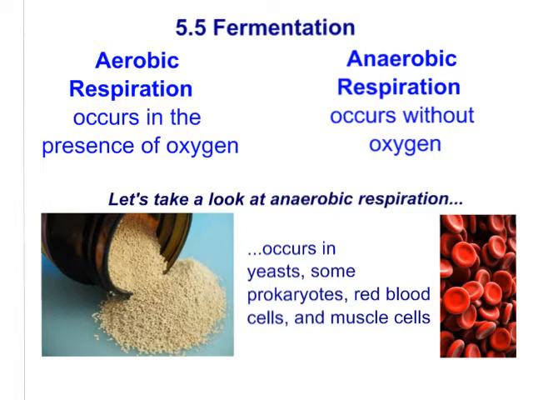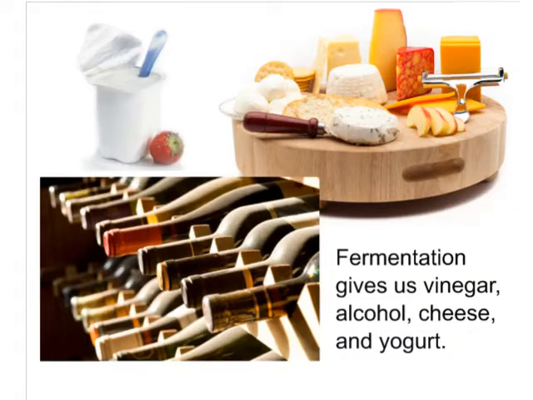Anaerobic respiration occurs in yeasts. Here's a picture of some yeast, some prokaryotes. It also occurs in red blood cells and muscle cells. The process of fermentation is responsible for producing products such as vinegar, alcohol, cheese, and yogurt. So those things are all byproducts of the process of fermentation.